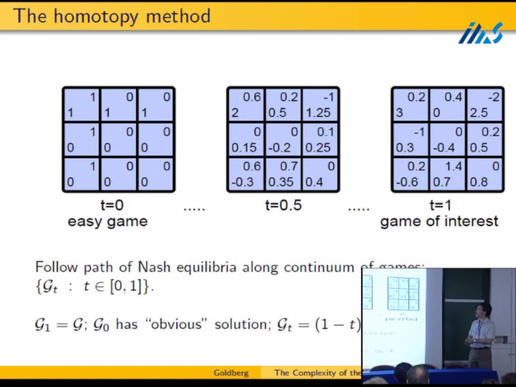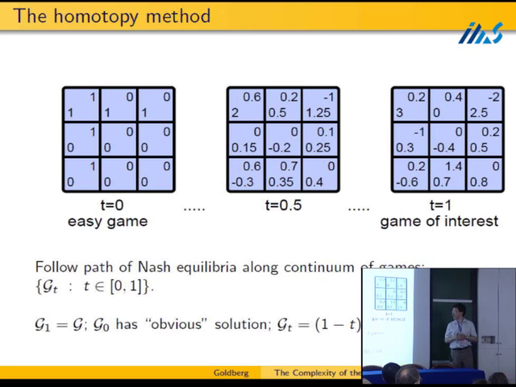So a bit of notation there. I use a continuum of games, G_t, where t is the parameter of this continuum of games. t equals 0 is the easy game. t equals 1 is the interesting game.